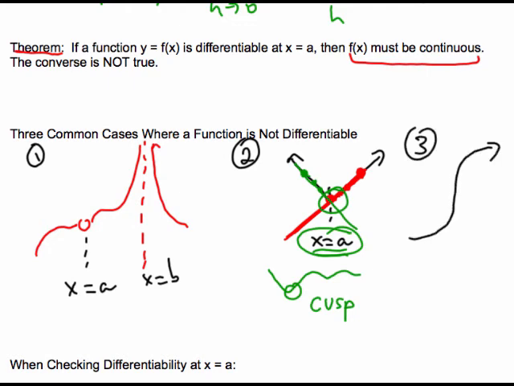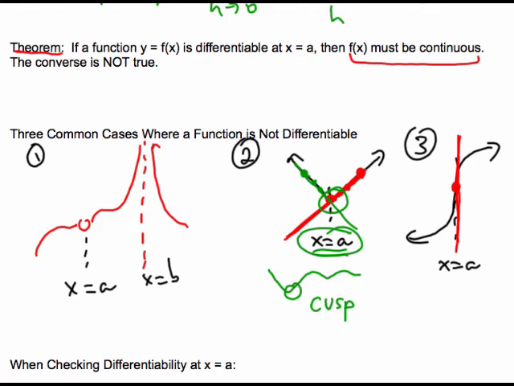So if I draw a graph something like that, and I start examining the point right here, x equals a, intuitively, I can't have a slope of a vertical line, which is what I essentially have here. So the slope doesn't exist, the derivative doesn't exist.